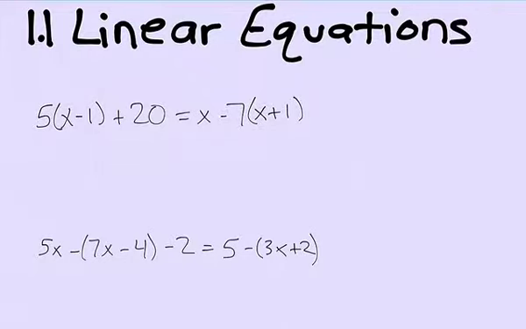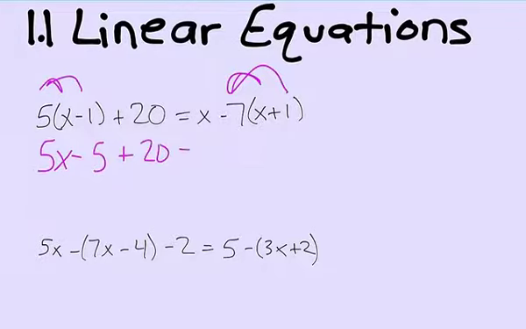So to start off with, what I would recommend for this first problem is to distribute the 5 and distribute that negative 7. So we would have 5x minus 5 plus 20 equals x minus 7x minus 7. From here we want to add and subtract to get like terms, variable terms on one side, constant terms on the other. So I'm going to go ahead and combine like terms the way they are.